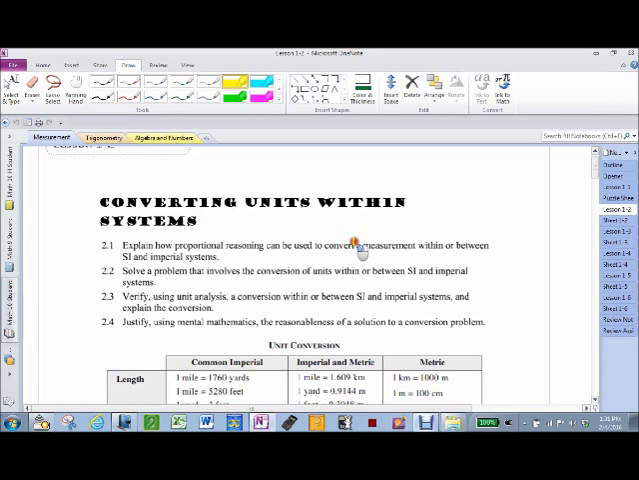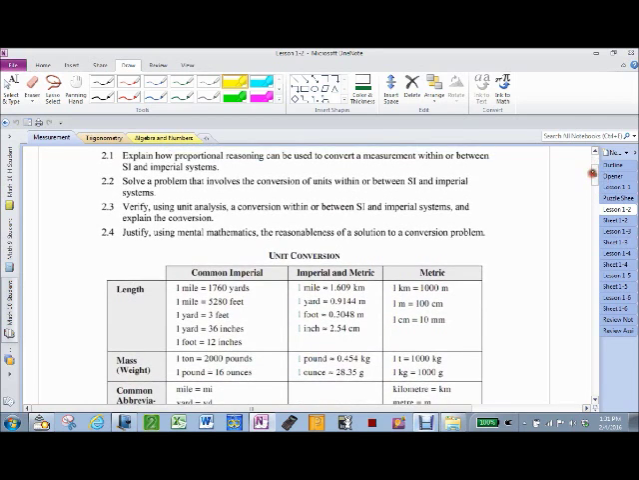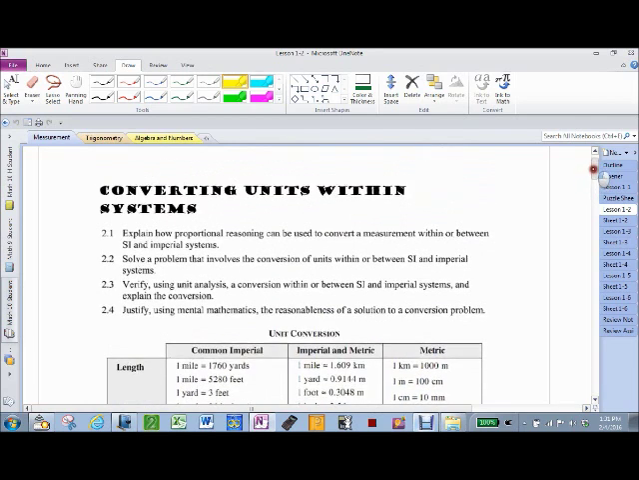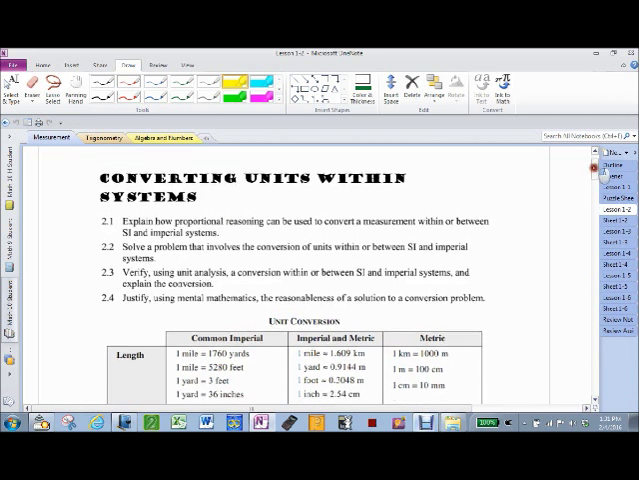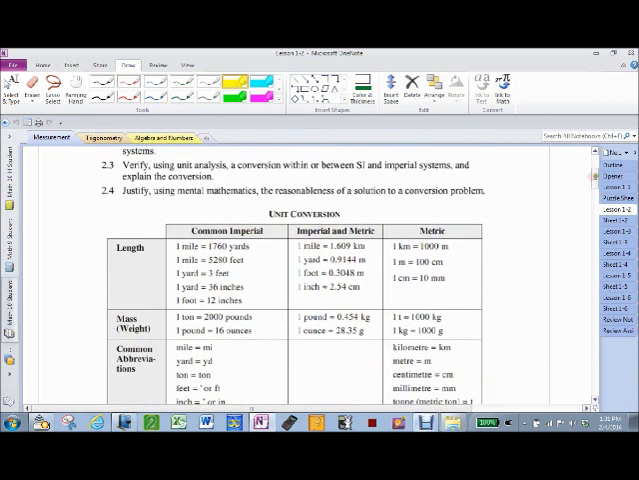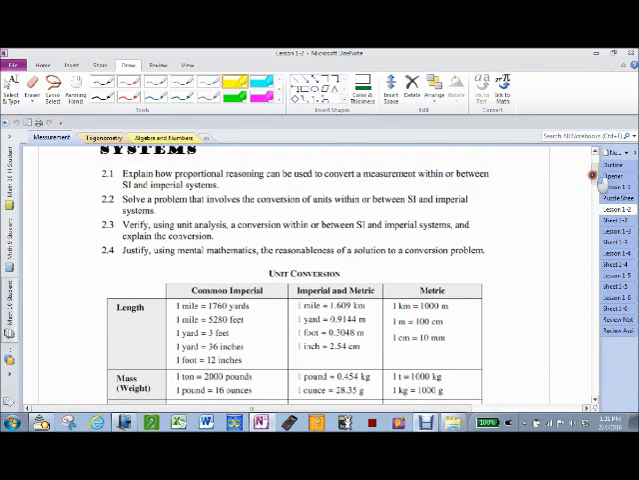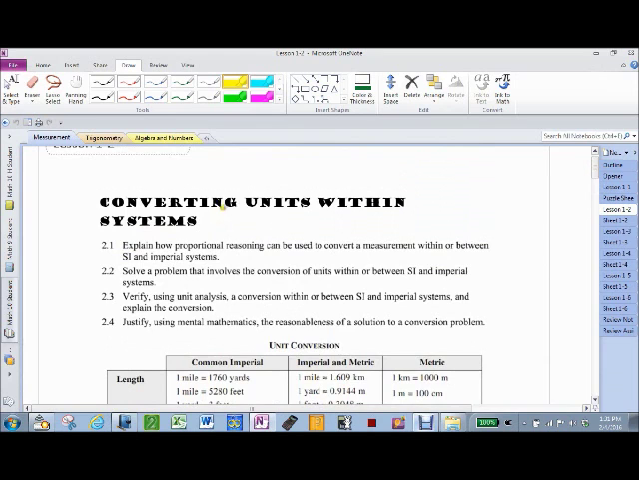All right, let's do math. Okay. So, once again, all of this, you can read it. That's what you got to know. That's there for a reason. Now, I'm going to show you guys something. A couple of things, okay? First of all, converting units within systems.